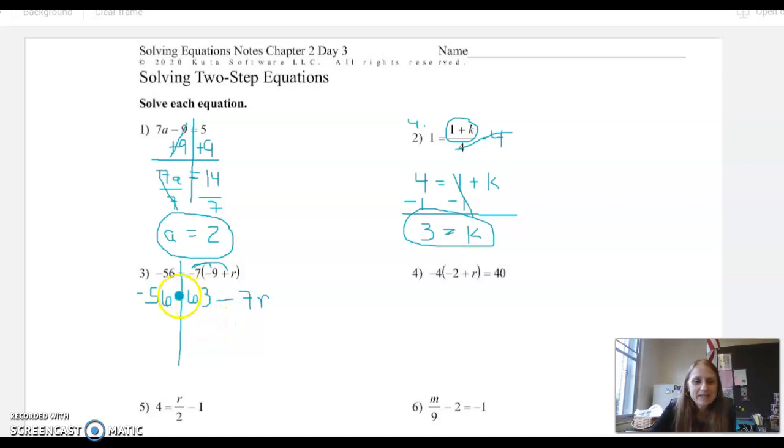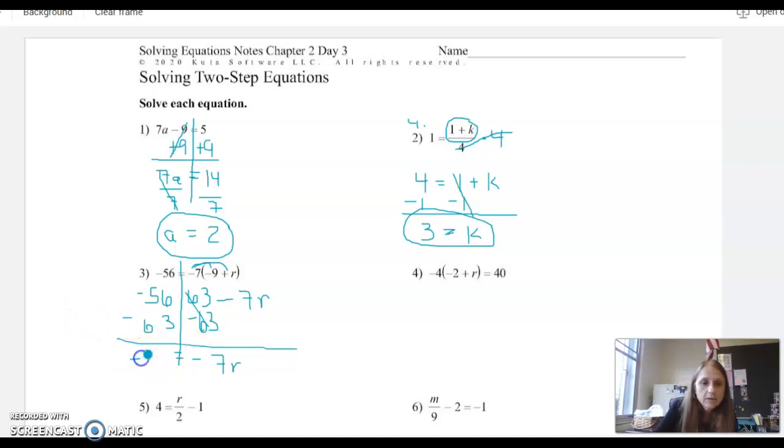So to get rid of the 63 now, I would subtract 63 on both sides. There we go. Sorry about that glitch. So we subtract 63 on both sides. So that leaves us with our -7r. Again, be careful with your negatives over here. I would probably go to my calculator and do what is -56 minus 63 so I don't mess up.